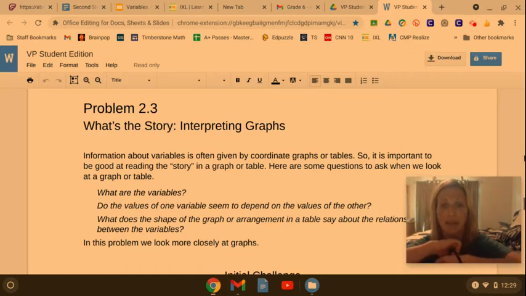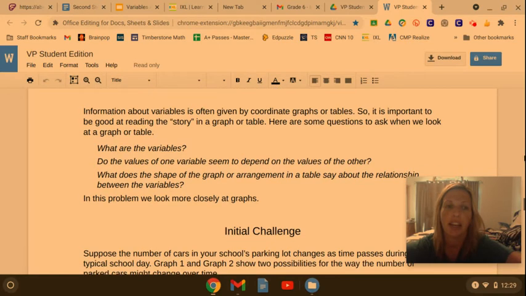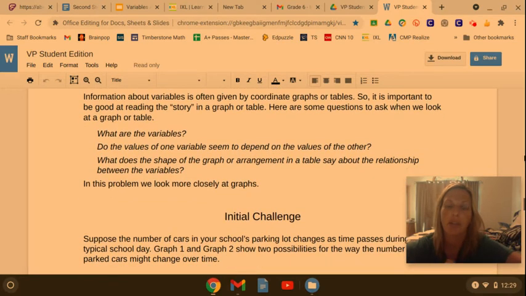So I am making another video for you so that you can get through the next lesson. This is problem 2.3. It's talking about interpreting graphs. It's asking you to take a look at the graph and the stories that are given and see if you can match the two. So this is the book page. It's telling you information about variables is often given by coordinate graphs or tables. It's important to be good at reading the story that's given to you in the graph or table to make sure that you can figure out what is happening.